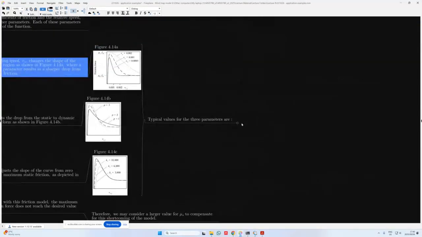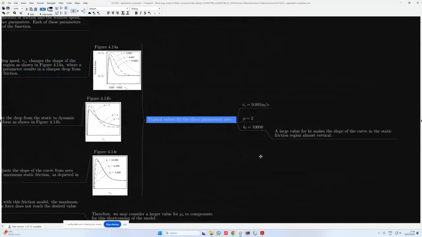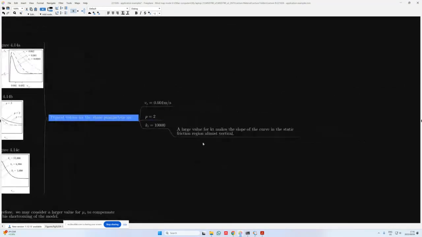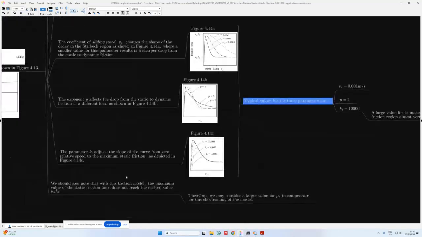Okay, and then just to show you some typical parameters that we use, V_s is typically a very small value. So you can see over here 0.001 meters per second sliding speed. P is equal to 2, so it's usually greater than 1. And then K_T is also a relatively large value, so around 10,000 or anywhere 3,000, 6,000 upwards. So in the thousands over there when we work with that value. So a large value for K_T makes the slope of the curve in the static friction region more vertical.